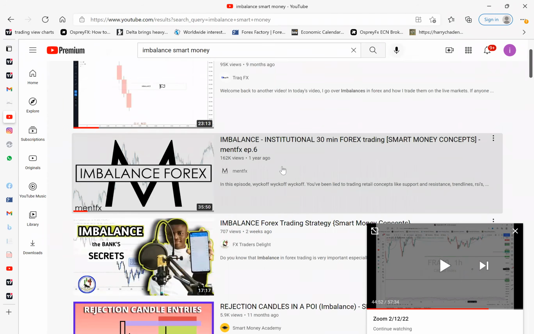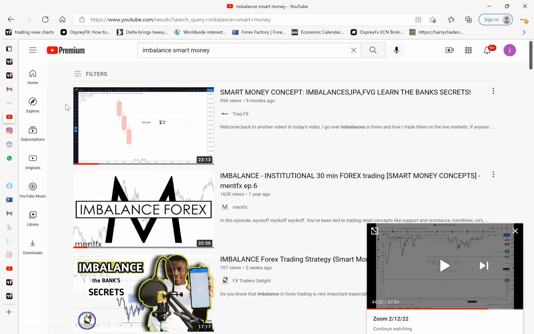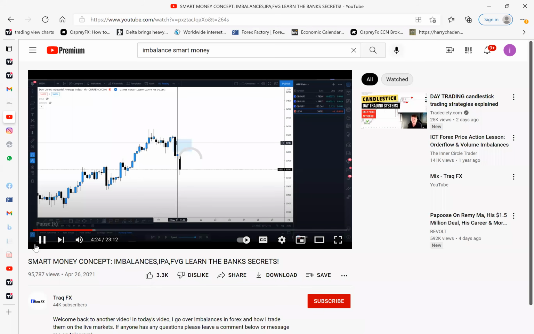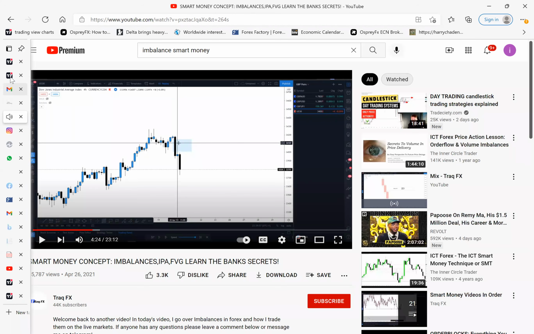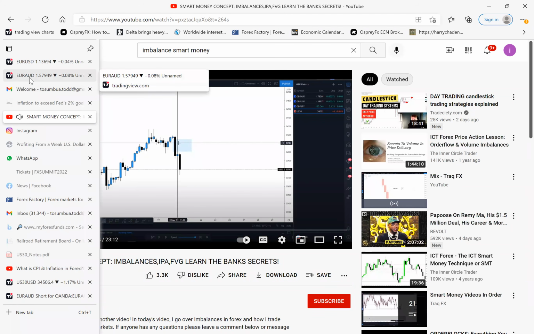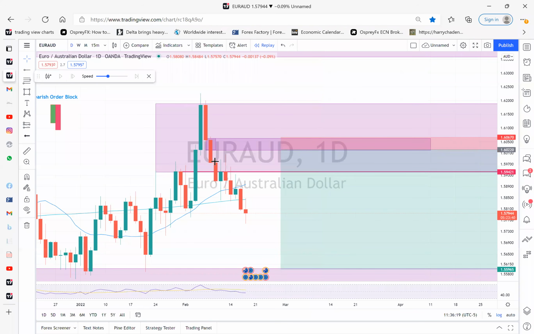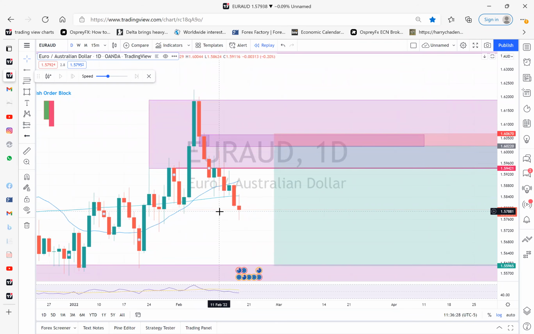And we're going to talk about what an imbalance is very briefly, okay? In my opinion, imbalances are more important when you trade the indices than when you trade pairs, okay? Now the market does trade to imbalances when you trade pairs, but it's still going to go to the next order block, right? So I don't focus on imbalances when I mark up my charts and whatnot. So let's talk about what an imbalance is, okay?